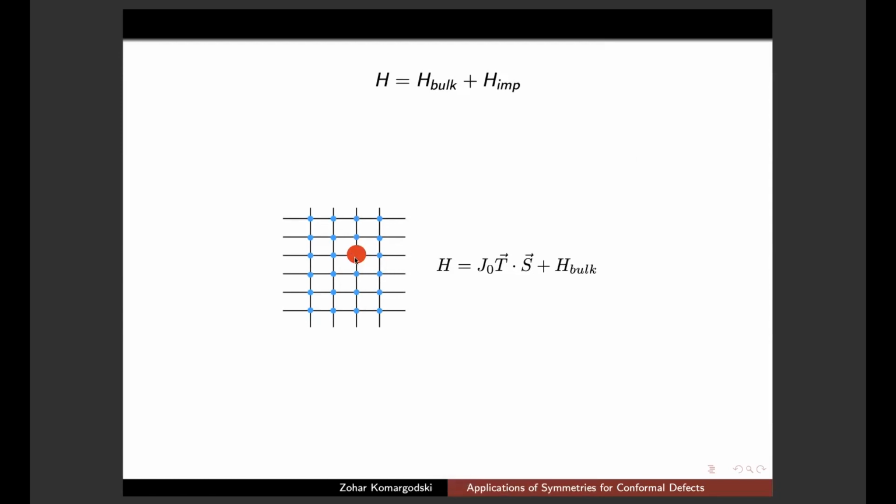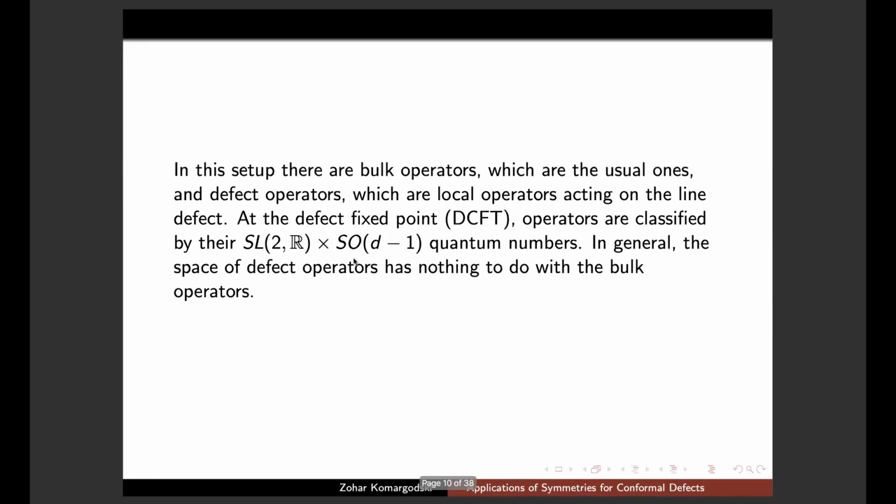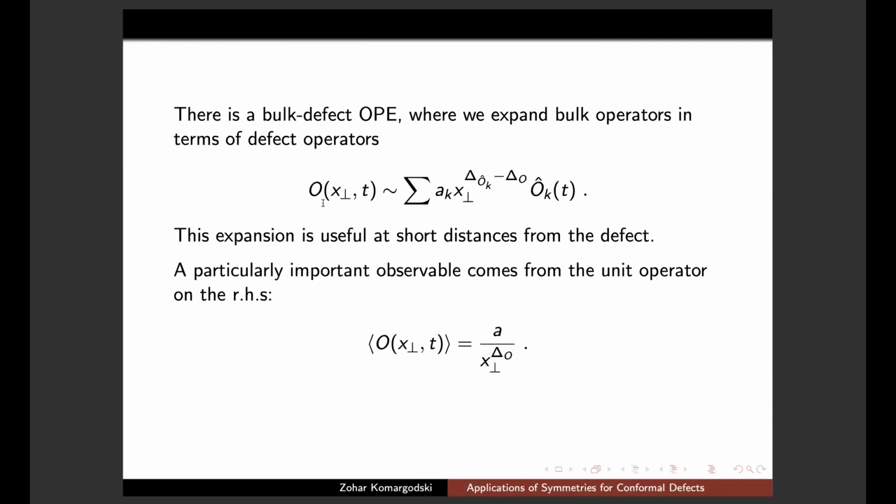So in this picture, if this red blob flows to a conformal impurity, then operators on this red blob would be classified by SL2R. This is the terminology. One very important concept is that we can expand bulk operators away from the impurity as a power series in terms of defect operators. So defect operators will carry a hat. I hope I'm consistent with this notation, but I'm afraid I would not be. Anyway, I hope there will be no confusion.